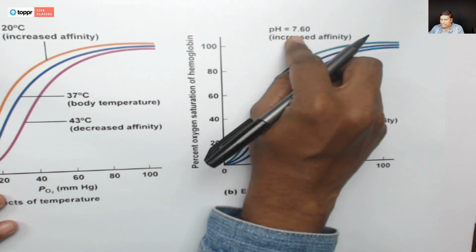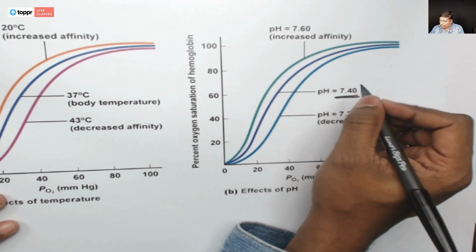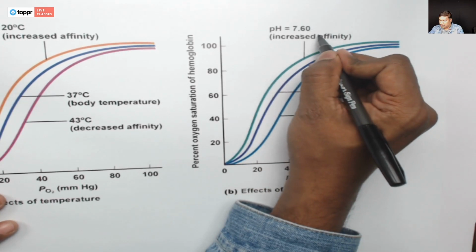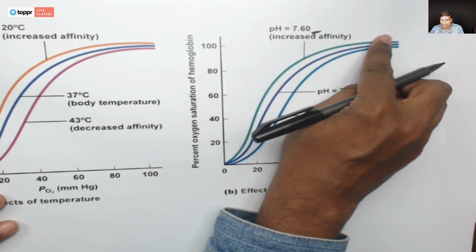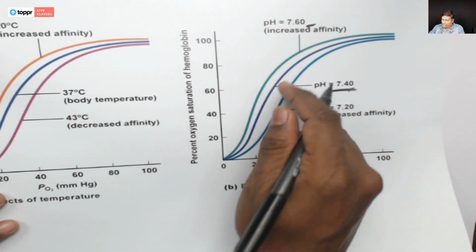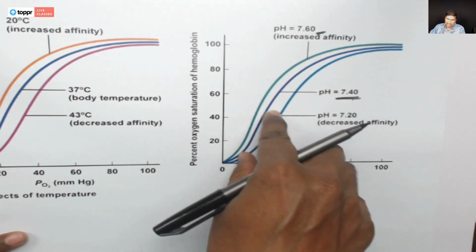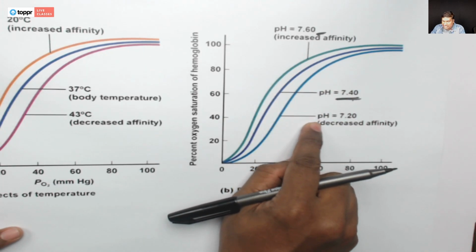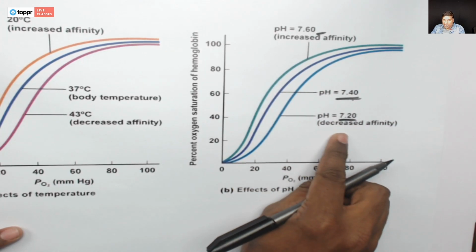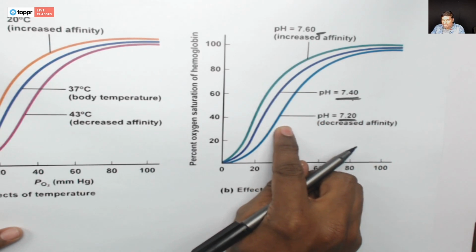When you increase the pH, from 7.4 to 7.6, the affinity is also increasing. The affinity of hemoglobin for oxygen is increasing when you increase the pH of the blood. Now when you decrease the pH, the affinity of hemoglobin for oxygen is decreasing.